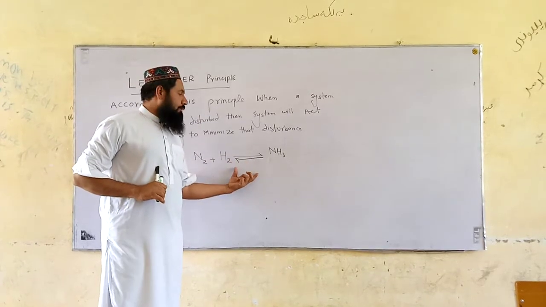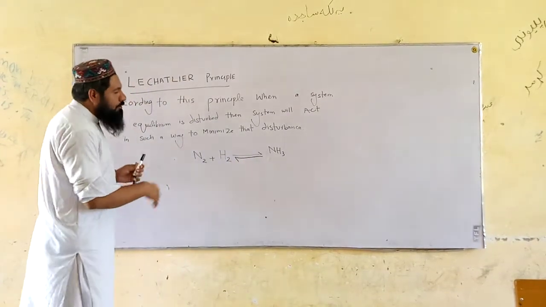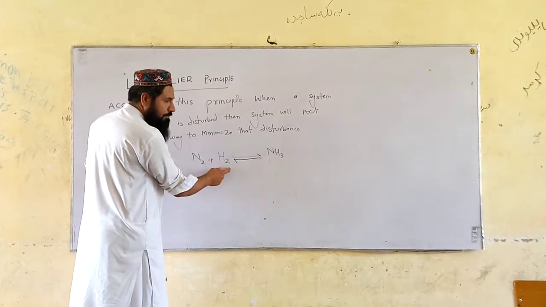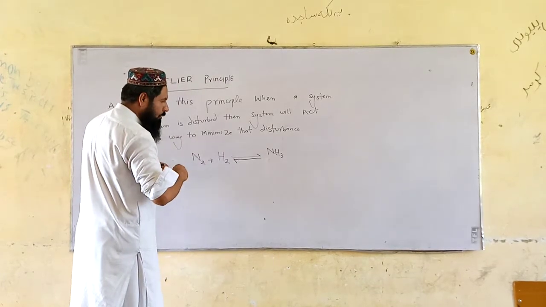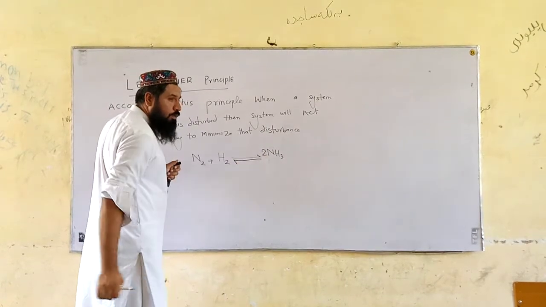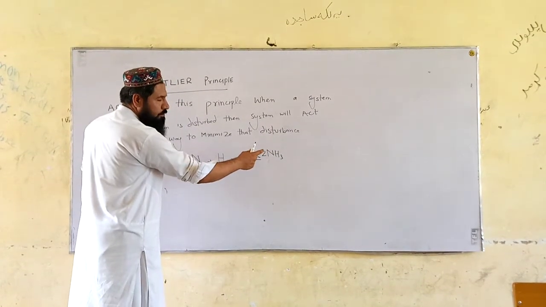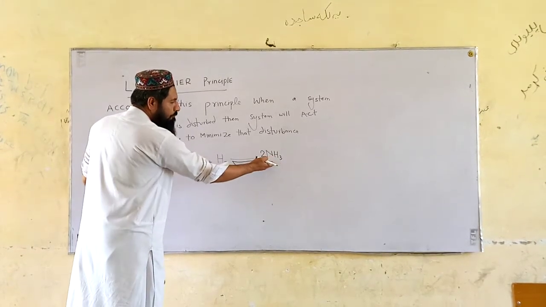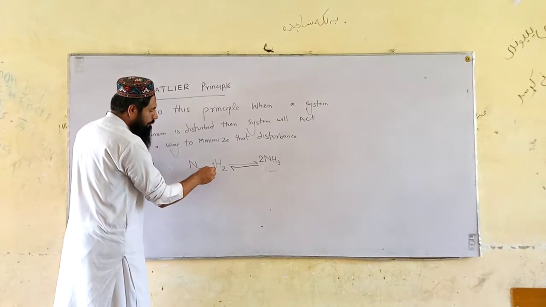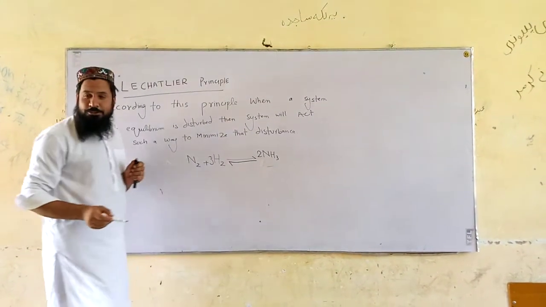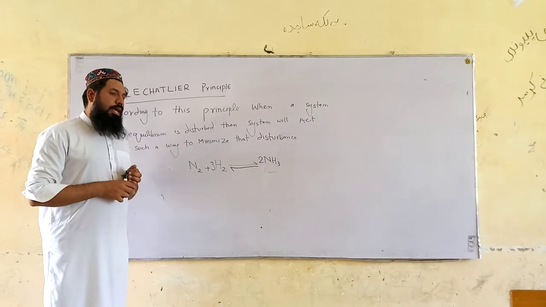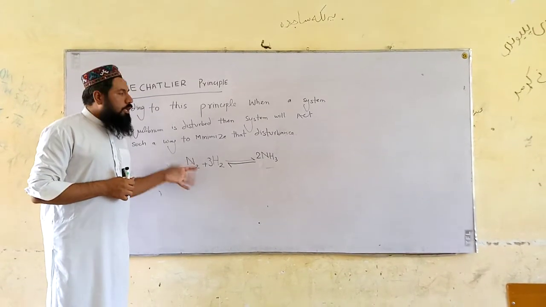Let me do one thing with this reaction. Balance this reaction. This is not balanced. On the reactant side there are two hydrogen atoms, and on the product side there are three hydrogen atoms. So multiply this with two. Now how many atoms of hydrogen are there at the product side? Six. So make the reactant side also have six. So this is now the balanced chemical system, and this chemical system is in equilibrium.